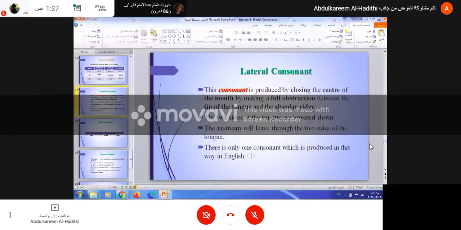This consonant is found also in Arabic. We have the L sound in Arabic. So we do not have any problem in pronouncing the sound L. Only one remark. In Arabic, we have two different pronunciations of the sound L. It is either L, clear L, or it is dark L.